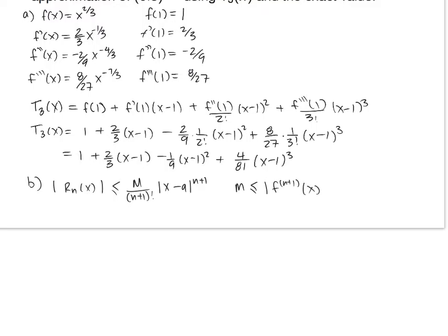Okay. Oh wait, sorry, I put that inequality backwards. This should go: the absolute value of the n plus first derivative is less than or equal to this M. Okay. So in our case, n is equal to what? We found the third degree Taylor polynomial, right? So you need to look at the fourth derivative, which is equal to what?